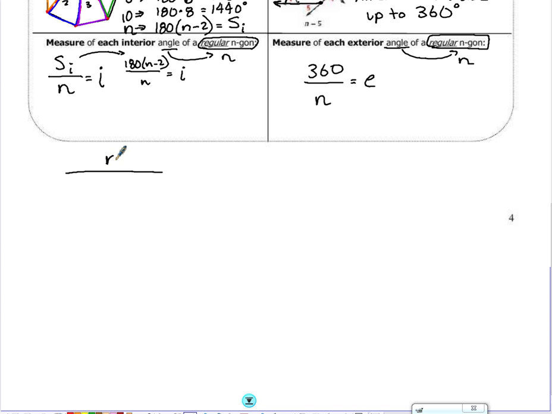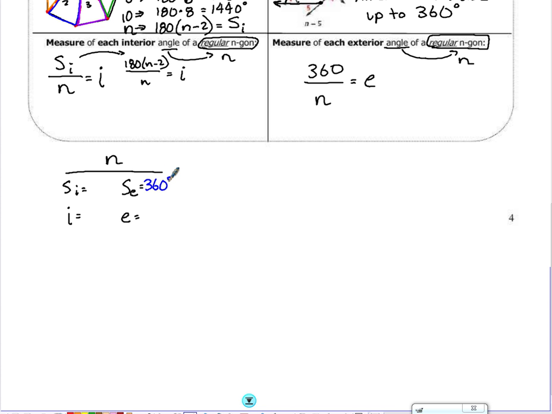I put my sum of interior right here, my individual regular interior angle right there, my sum of exterior right here, and my exterior angle right there. I break it down in this little chart, and it helps me keep my information organized, and figure out what I need to find and what I'm given. This value is always given in your chart. This is always 360, no matter what the number of sides is, always.